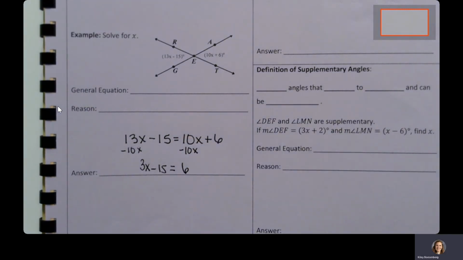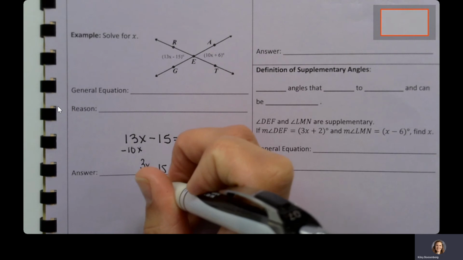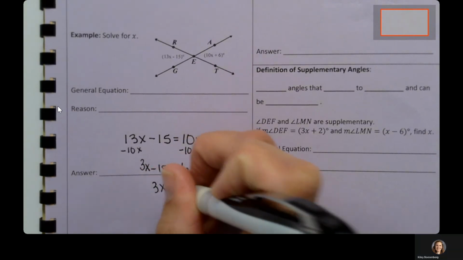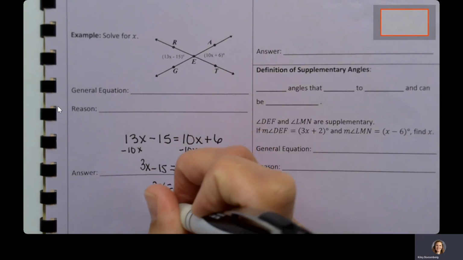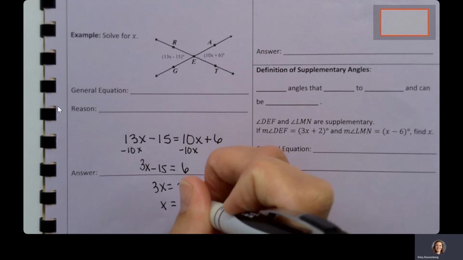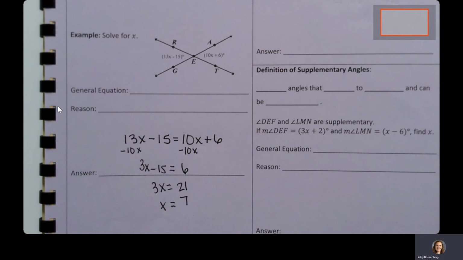Now let's get rid of this 15. Add 15. 6 and 15 is 21. So 21 divided by 3 is 7. Okay. Am I done? It says solve for x. Yes, done. Circle it, done.